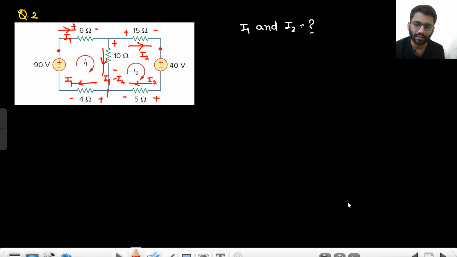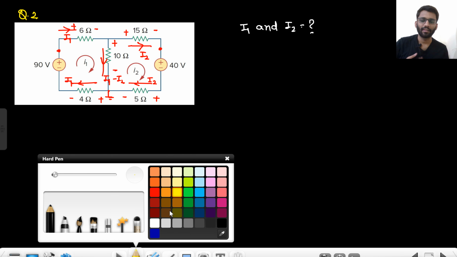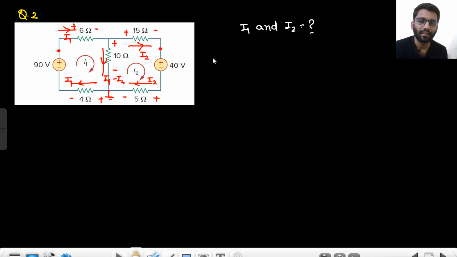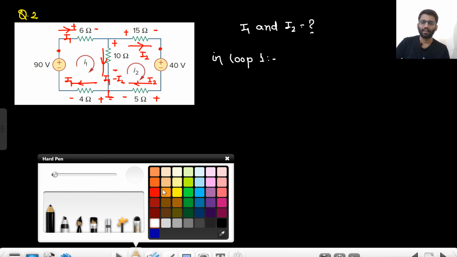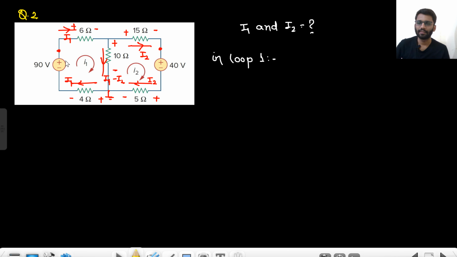If we are starting from here now. Okay. So in loop 1, you will apply the KVL. In loop 1. So let's assume I am working like this. This is how I am working.